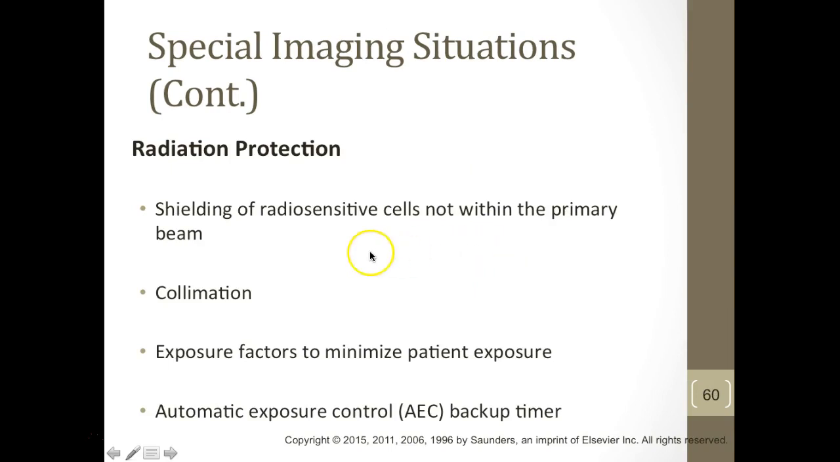So here's shielding of radiosensitive cells not within the primary beam. We can do that. It's usually within 2 inches of the primary beam is where we want to shield. The best thing you can do is collimate as much as possible, and you want to use your exposure factors to minimize the patient exposure. How do we do that? Increase your kVp, lower your mAs. A lot of the scatter happens within the patient, so if you're within 2 inches the shield should be on there, but most of the scatter happens within the patient, but it definitely makes patients feel better if we shield them. And then make sure you set your automatic exposure control to 150% of what you would use.